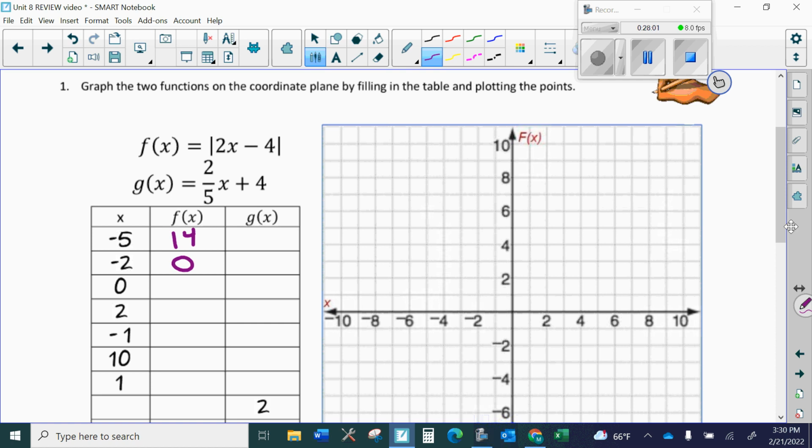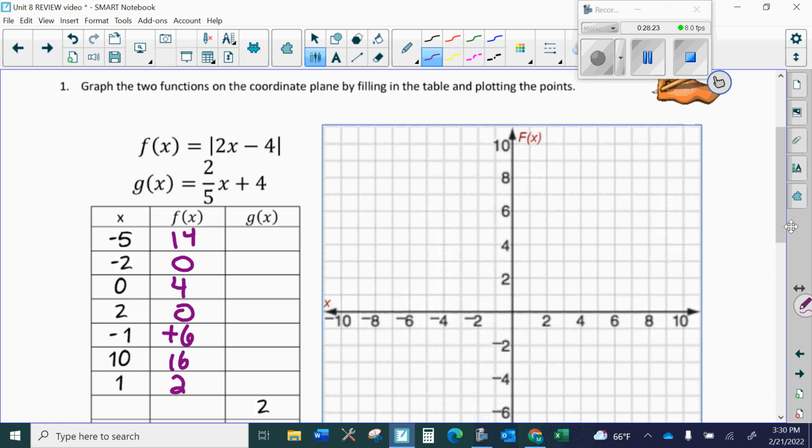-4 plus 4 is 0. 0 minus 4 is -4, which then is +4. 4 minus 4 is 0. -2 minus 4 is -6. It makes it +6. Remember, absolute value, final answer is always going to be positive. 20 minus 4 is 16. 2 minus 4 is -2, which makes it +2.